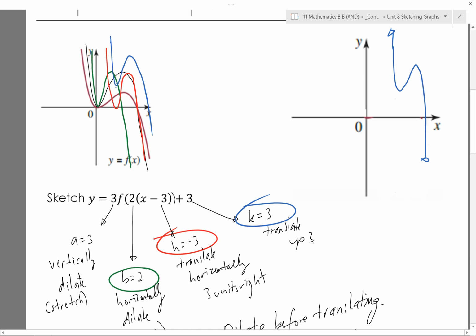Okay, we're not going to be able to draw these exactly. There's no markings on these axes, so it's just all indicative.